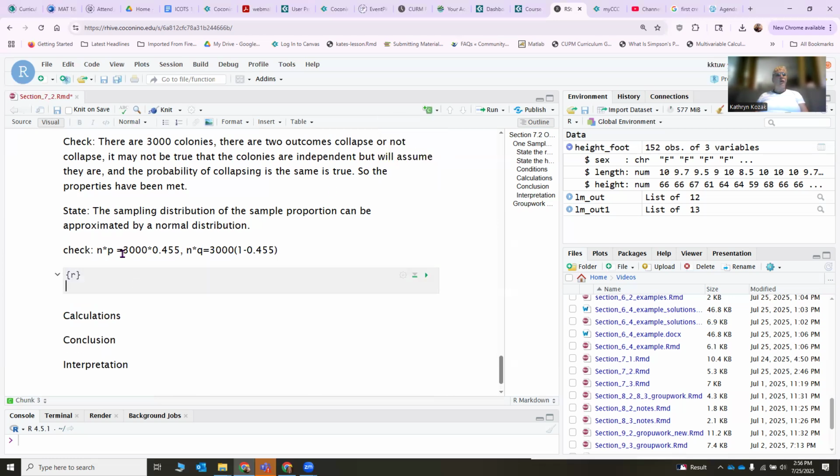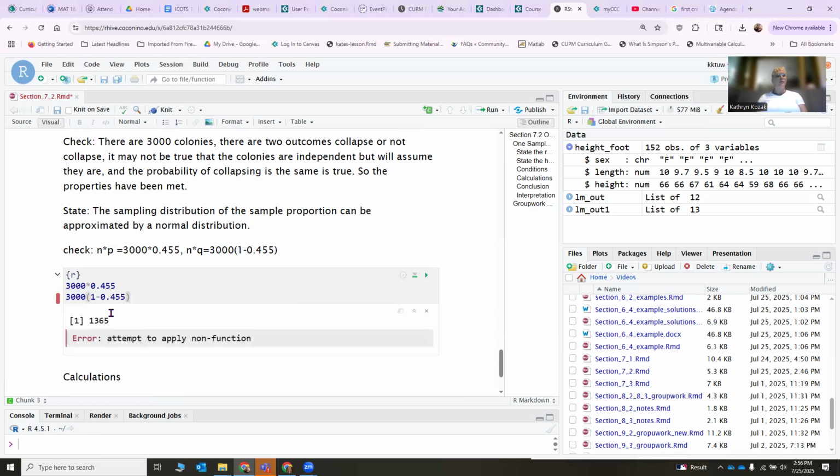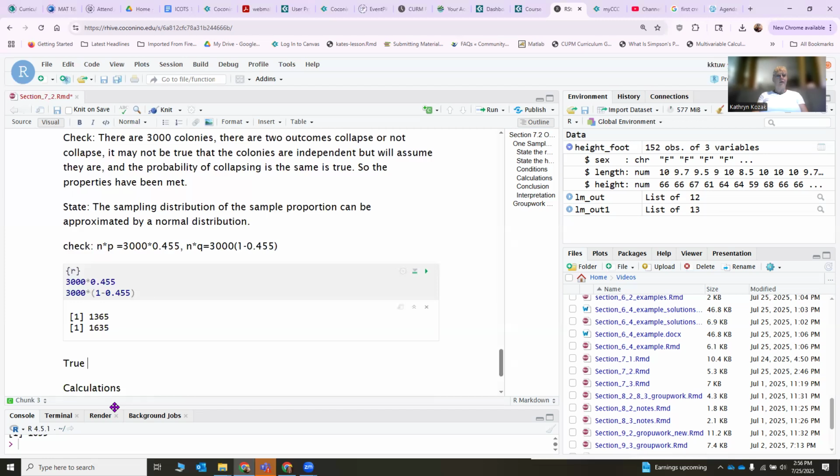So I'm going to let R do this calculation for me. I'm going to do 3,000 times that, and I'm going to do this other one. And I just need to make sure that both of them are over 5. Got a multiplication symbol there. There we go. And we get both those numbers are more than 5. So that does work out. We can say this is true, since both numbers are more than 5.